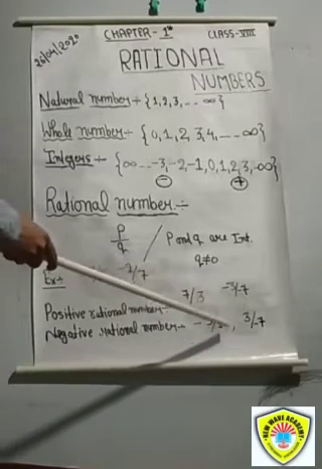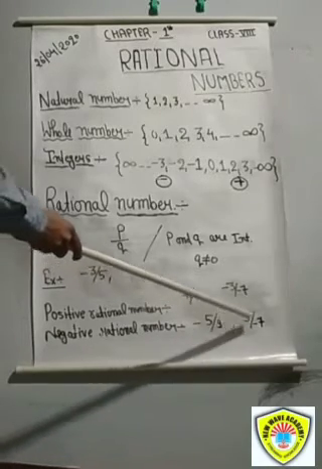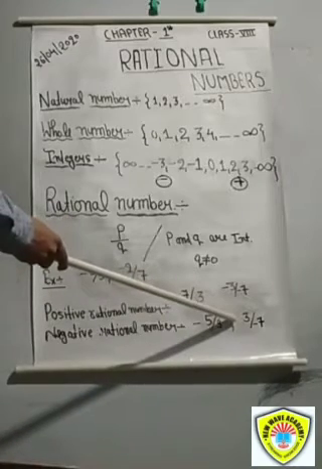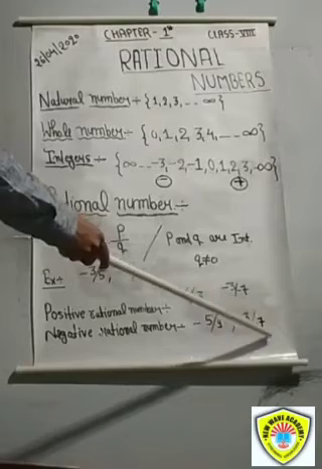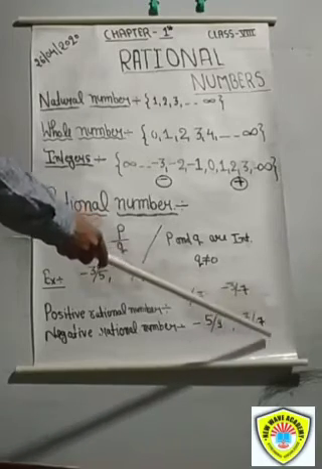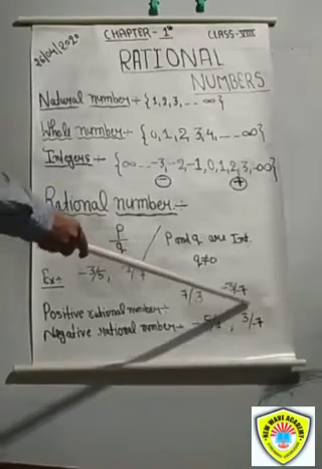3 upon minus 7. The numerator is positive and minus 7, the denominator, is negative. Positive, negative. So according to the definition, this is a negative rational number.